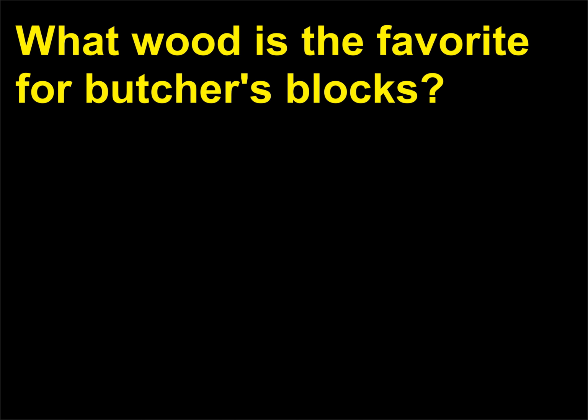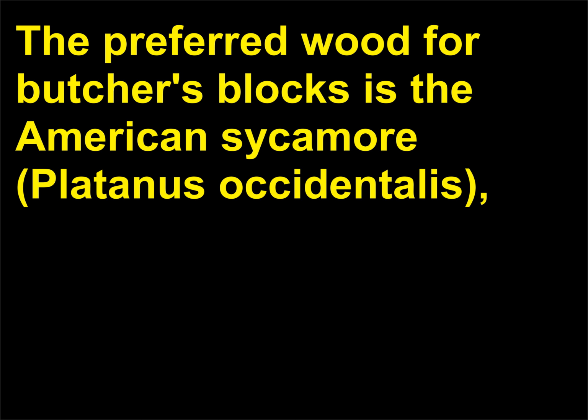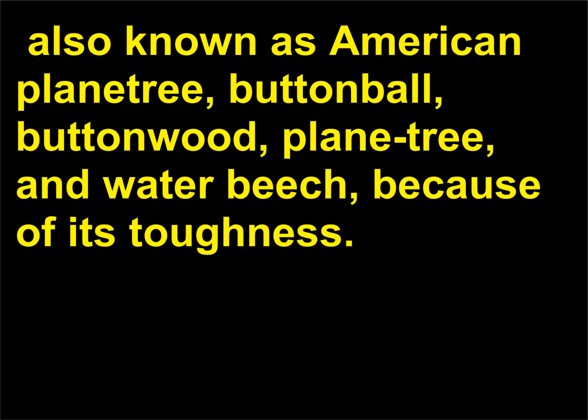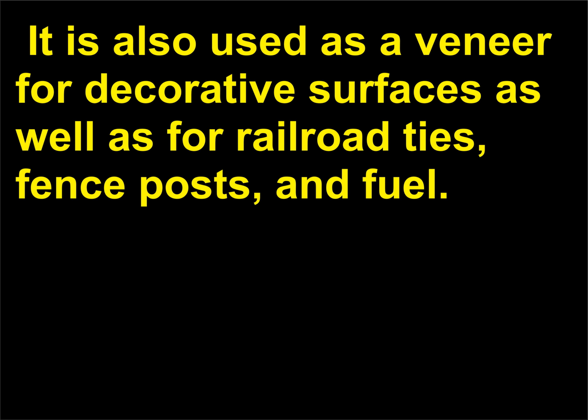What wood is the favorite for butcher's blocks? The preferred wood for butcher's blocks is the American sycamore, Platanus occidentalis, also known as American plane tree, buttonball, buttonwood, plane tree, and water beech, because of its toughness. It is also used as a veneer for decorative surfaces as well as for railroad ties, fence posts, and fuel.